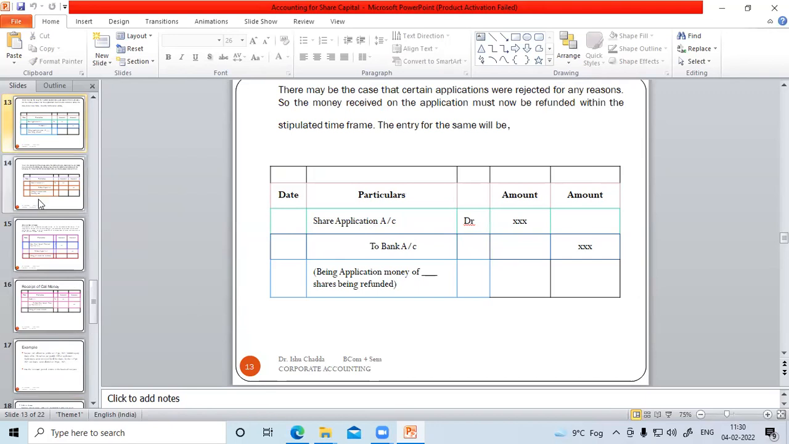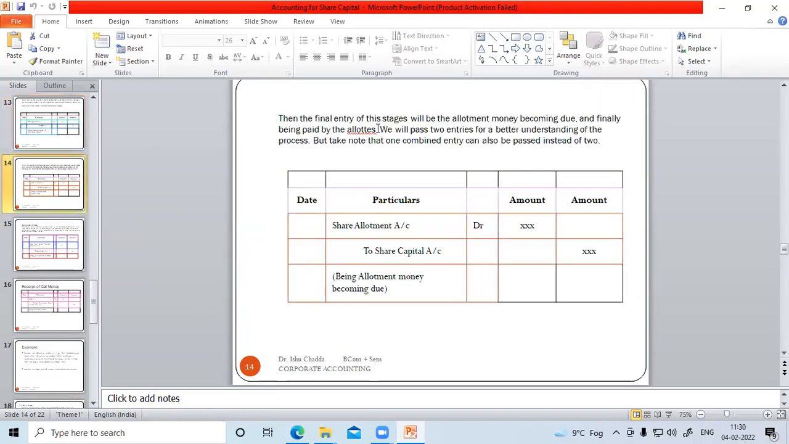Next, the final entry of these stages will be allotment money becoming due and finally being paid by allottees. We will pass two entries for a better understanding of this process, but we can also say that one entry can be passed instead of two. The entry will be share allotment account debited to share capital account.